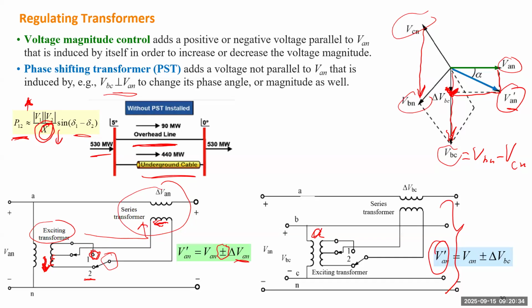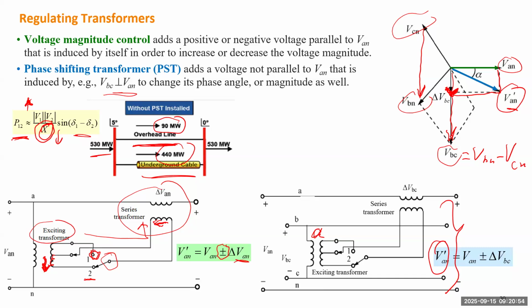So even if you send 530 megawatt from location A to location B, because there are two paths, the first one, the overhead line, only delivers 90 megawatt. The underground cable delivers 440 megawatt. That's not very efficient, because we're not fully utilizing the capacity of the overhead line.